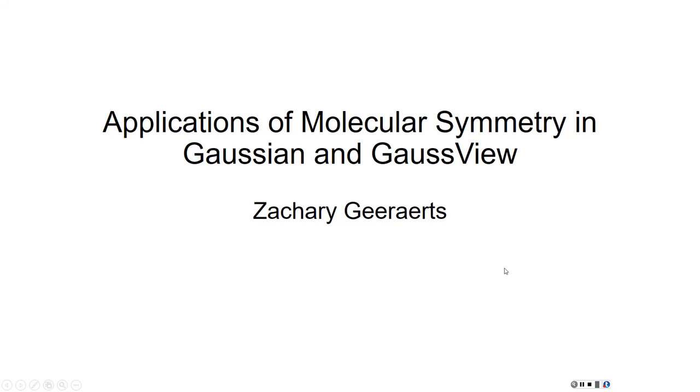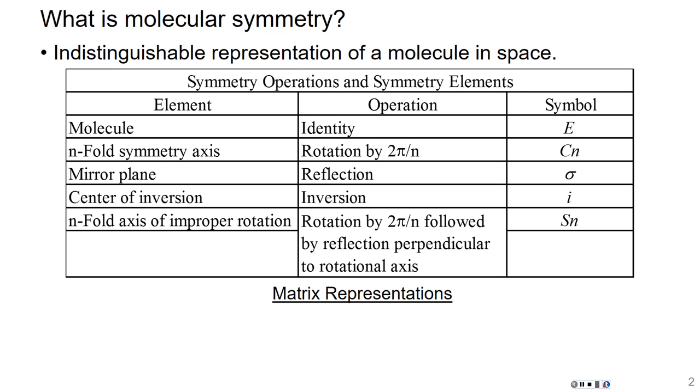Okay. I'm Zach. All right, so yeah, I'm going to talk about some molecular symmetry applications for Gaussian and GaussView. But first, we need to get an understanding of what molecular symmetry is. Symmetry is simply an indistinguishable representation of an object in space upon the action of a symmetry operation. When you apply this to molecules, it's molecular symmetry.